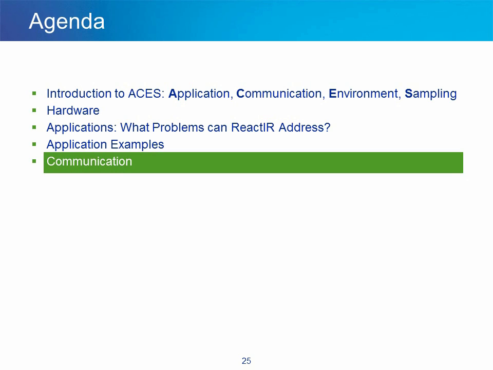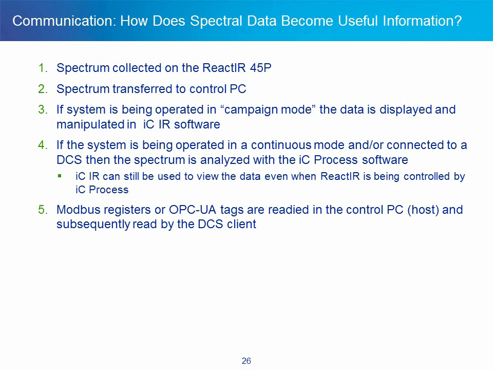Finally, we will discuss communication. How does spectral data become useful information? First, a spectrum is collected on the FTIR 45P. Then it's transferred to a control PC. If the system is being operated in campaign mode, then the data is displayed and manipulated in the ICIR software package.